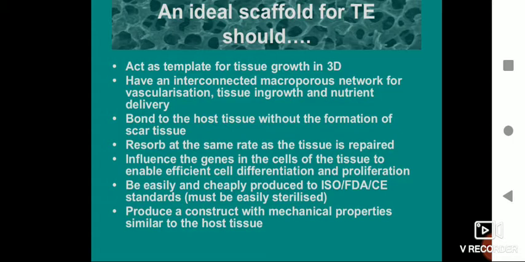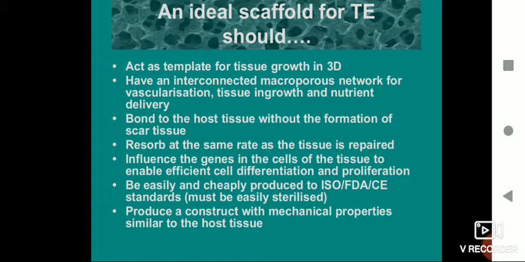First of all, it should act as a template for tissue growth in three-dimensional mode. Then it should have enough macroporous network which will help in vascularization, tissue ingrowth and nutrient delivery. It should be porous in nature overall. Third, it should also be able to bond to the host tissue without formation of any scar, which is usually seen during the repair process. So we have to make sure that the type of scaffold that you are taking and implanting in the body should be able to bond with the natural tissue.